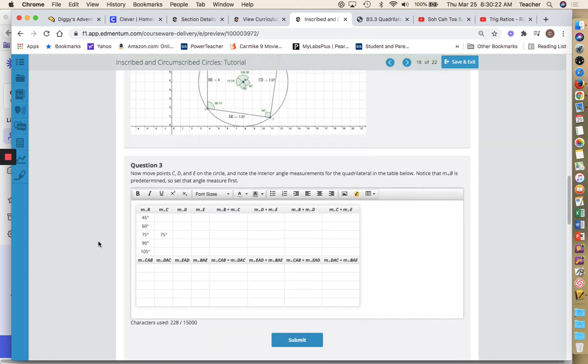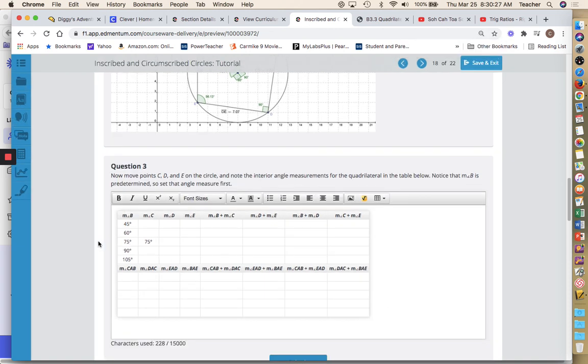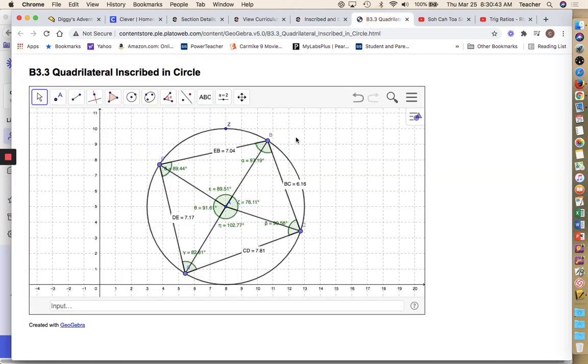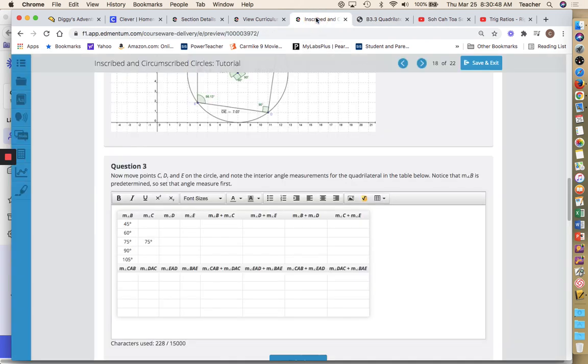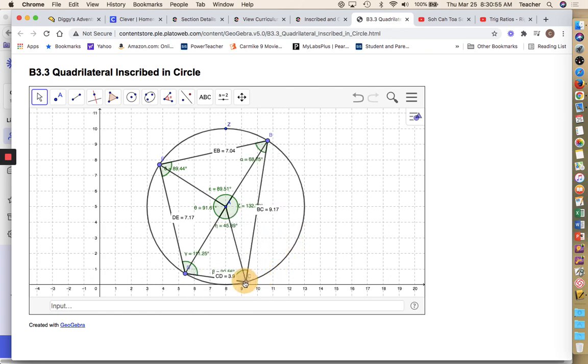Great. Okay, question 3. Now move points C, D, and E on the circle. I'm sorry, it's not even a B. Move points C, D, and E on the circle. Note the interior angle measures for the quad. Notice the angle B is predetermined, so set that angle measure first. So they want B to be 45. So you come over here and move. Now hang on a second. They want angle B to be 45 degrees. So I'm trying to get it at 45.